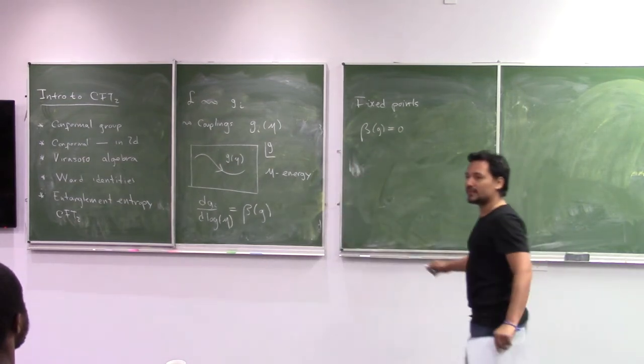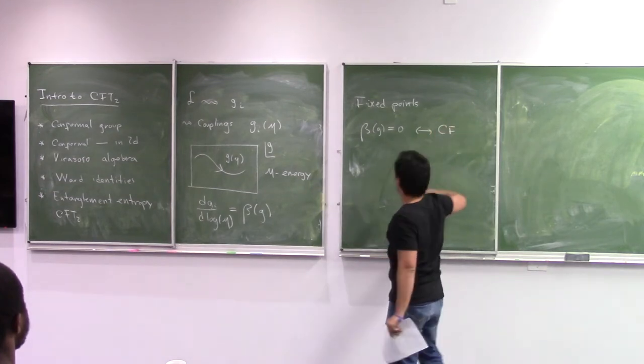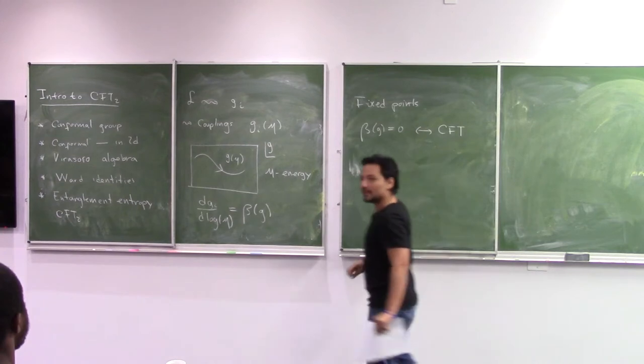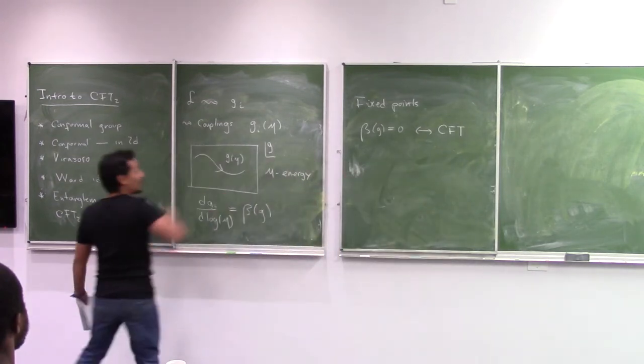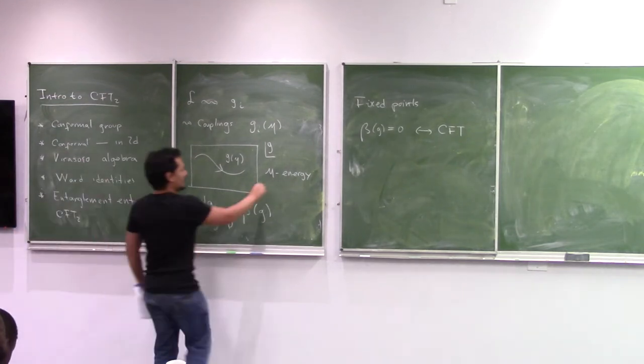These are called conformal field theories. That's why they are important. That's one of the reasons why they are important. Conformal field theories are the fixed points of this flow. This is called the renormalization group flow. This story I told you here. RG.